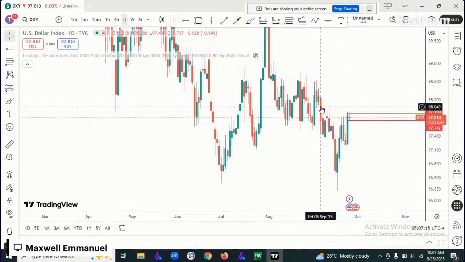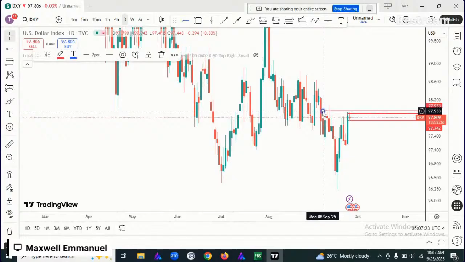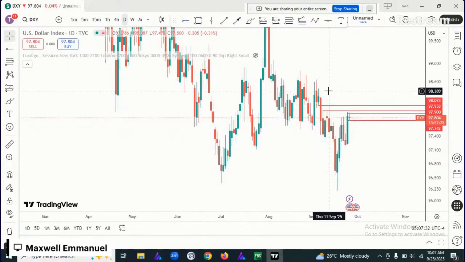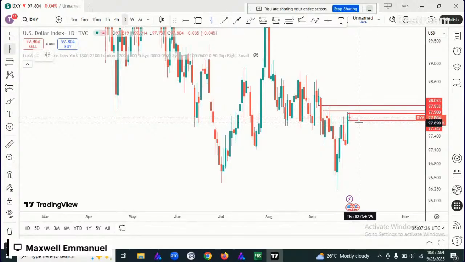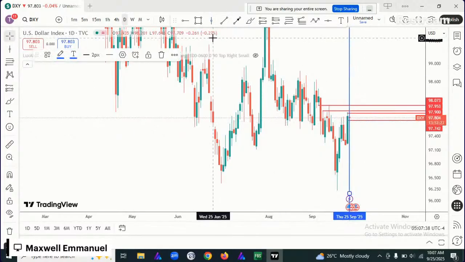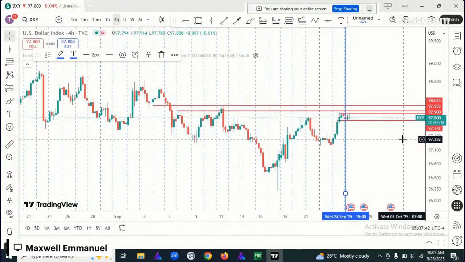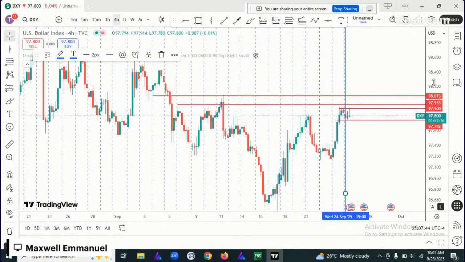Market has filled this fair value gap on the daily time frame. We had this fair value gap here, and this candle was used to fill that fair value gap. So yesterday's candle closed strongly bullish. Let's go down to the 4 hour.